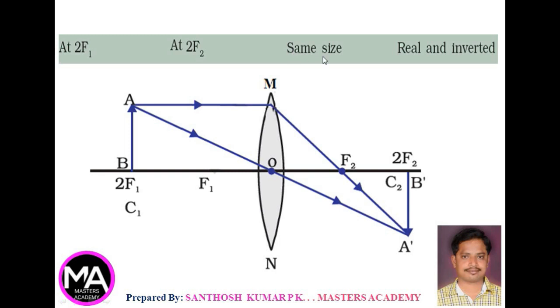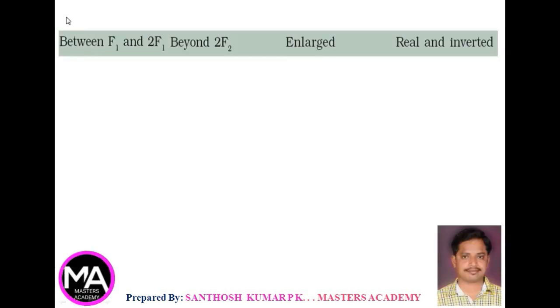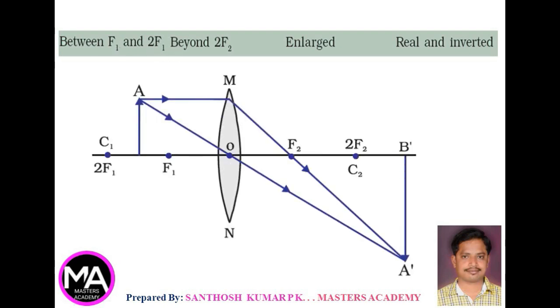Therefore the image formed is the same size, real and inverted. Next, when the object is kept between f1 and 2f1. Let us consider the object AB, which is kept between f1 and 2f1. So two rays: one ray parallel to the principal axis moves through f2. Another ray passing through the optic center moves without any deviation.